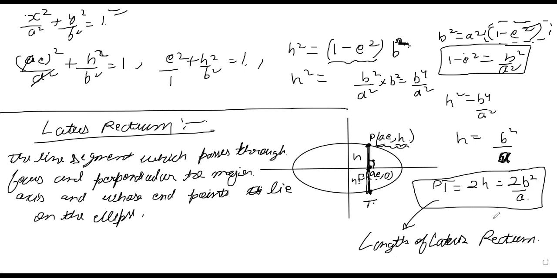So this is for which case? In which a is greater than b. If b is greater than a, the ellipse will look like this. So for that, the latus rectum is 2a square upon b.